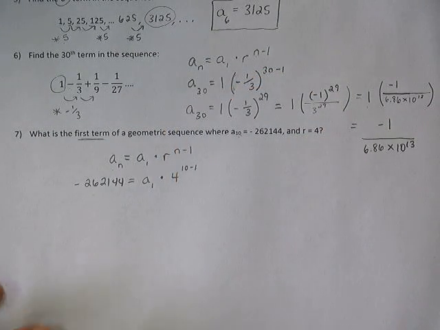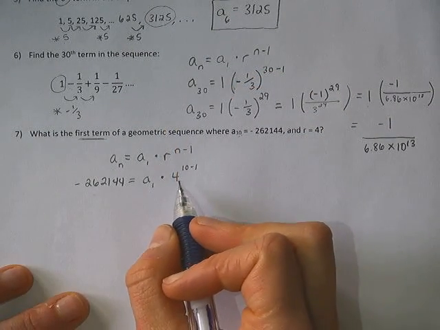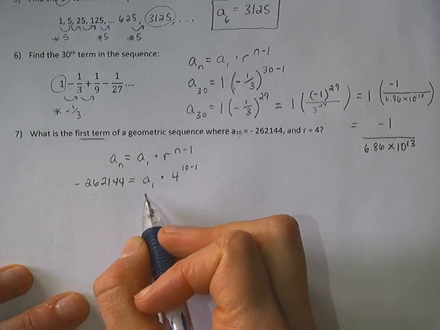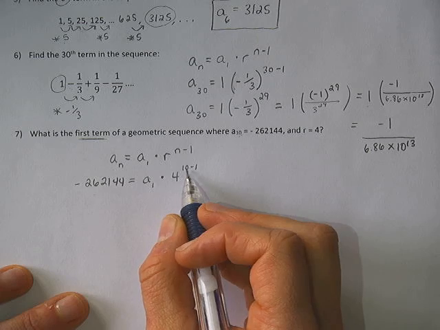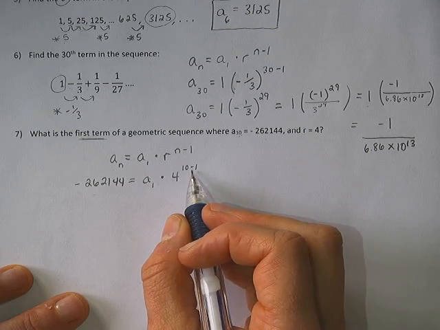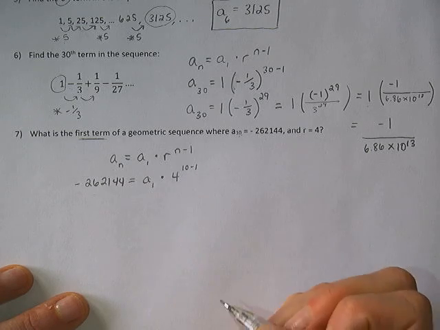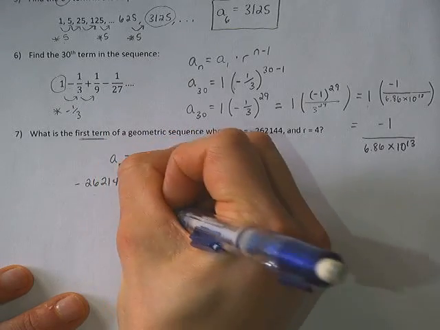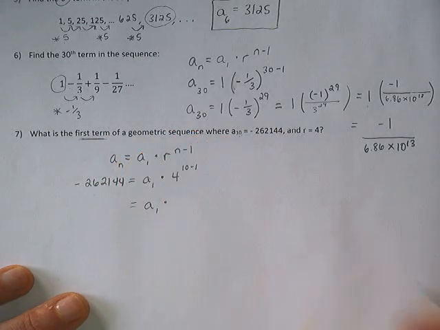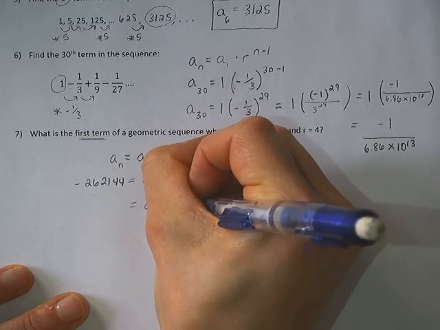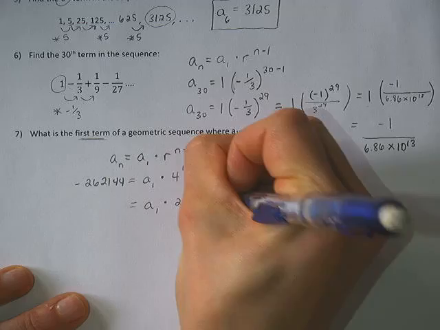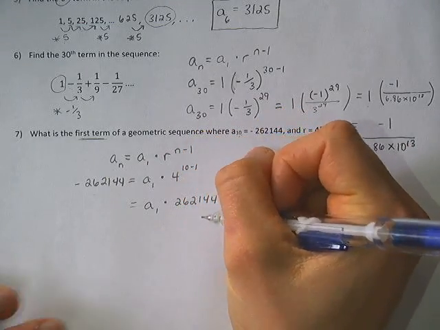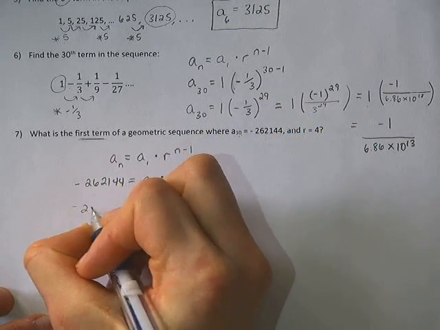Okay, so from here, all we have to do is simplify and then solve for my first term. So I'm going to take the 4 to the, well, 10 minus 1 is 9. So I'm going to take 4 to the 9th power. And when I do that, 4 to the 9th ends up being 262,144. So that's what that becomes. And then I'm just going to bring down this side of it.